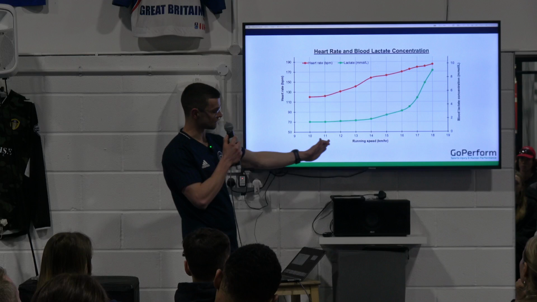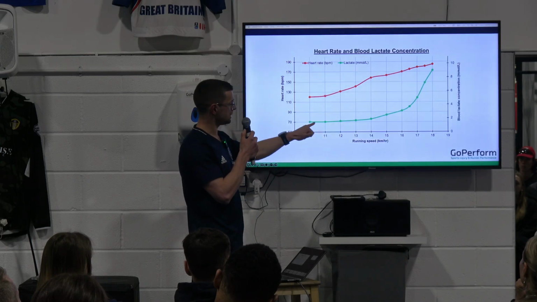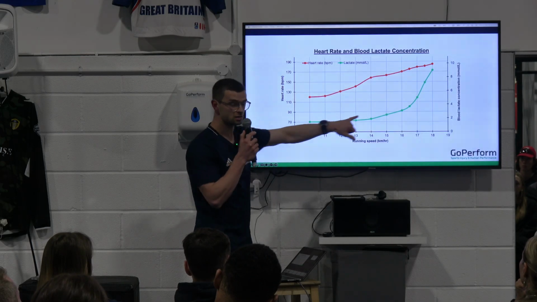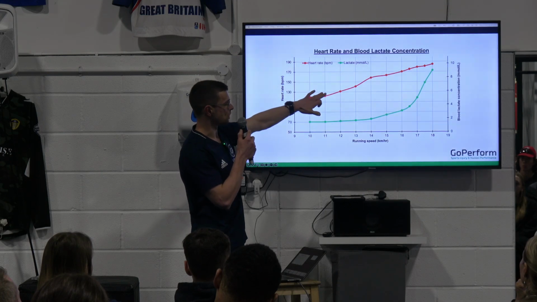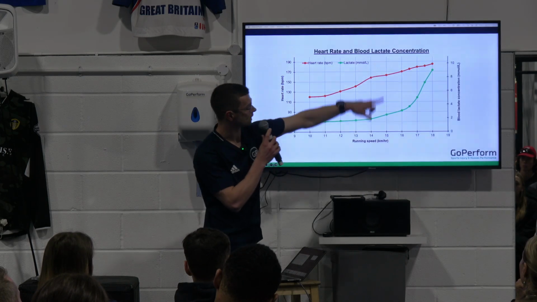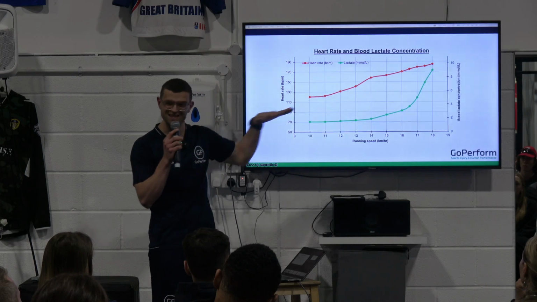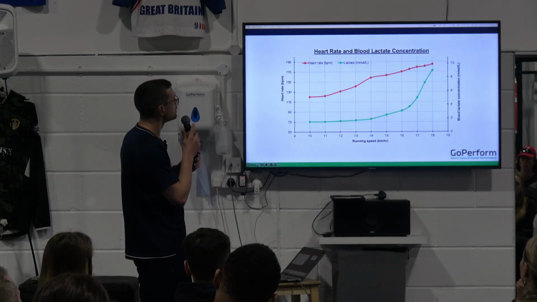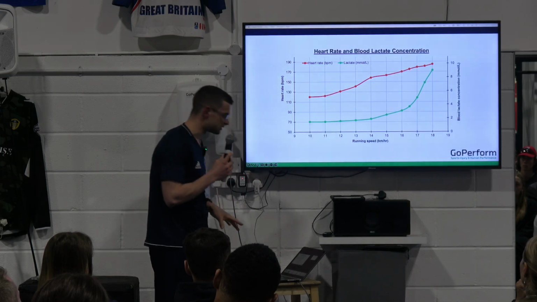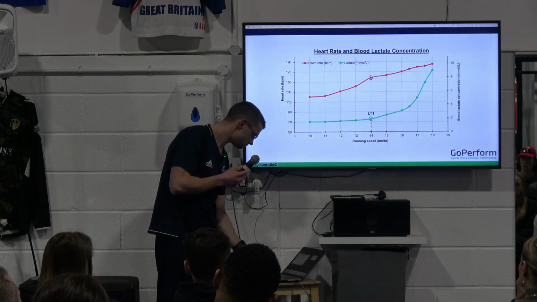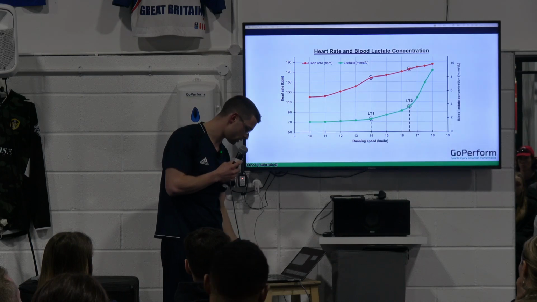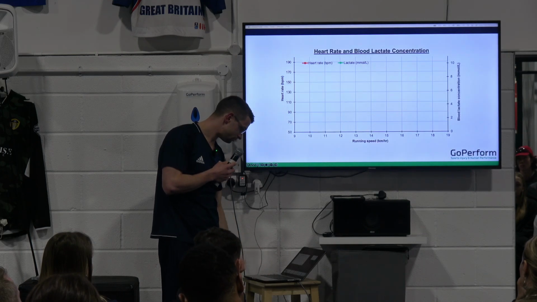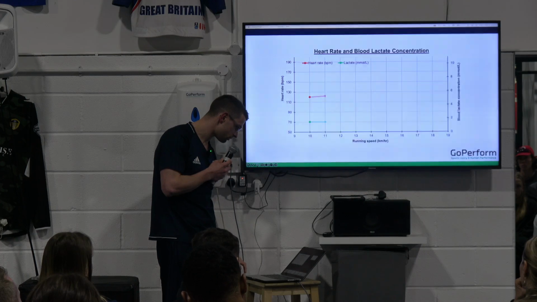As we increase the intensity, as we increase the speed, each of these are the measurement points at the end of each stage. This is your lactate, this is your heart rate. Obviously both increase relatively linearly throughout the test because the test is getting harder. We'll go into detail on this in a moment. Then from that we identify your LT1 and your LT2. We're going to have a little walkthrough of the result.